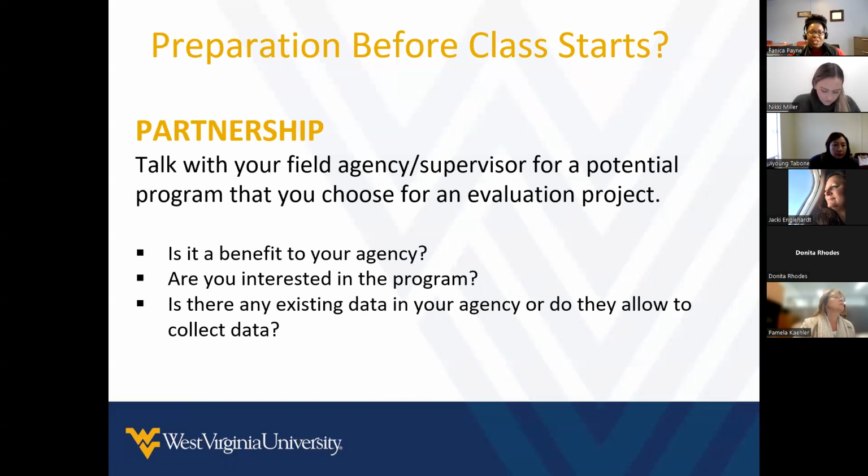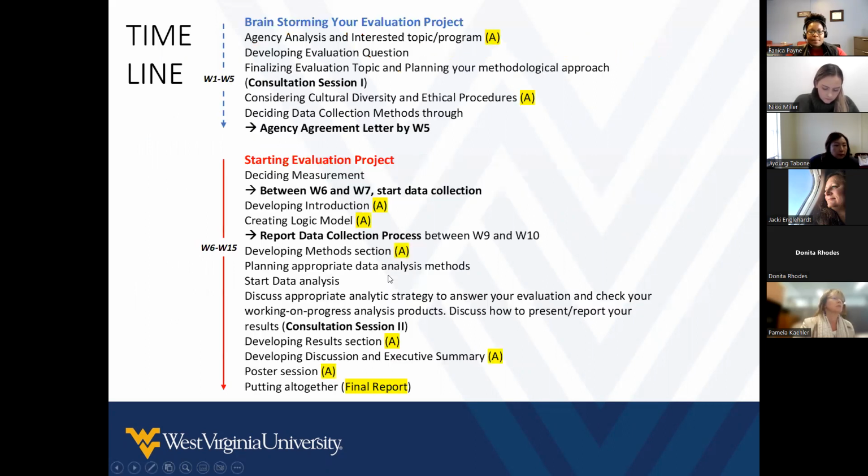Again, is the project going to benefit the agency? Are you interested in the program, right? Are you interested in the program that you're choosing or thinking about evaluating? Are there any existing data in your agency and do they allow the data collection? Again, that's something you want to begin discussing right now, if you have the opportunity, about what that data collection process may or may not look like. Because there are some agencies and spaces that may have limitations, or they may have a specific plan on how they want you to gather data. And so that's something important to think about and consider.